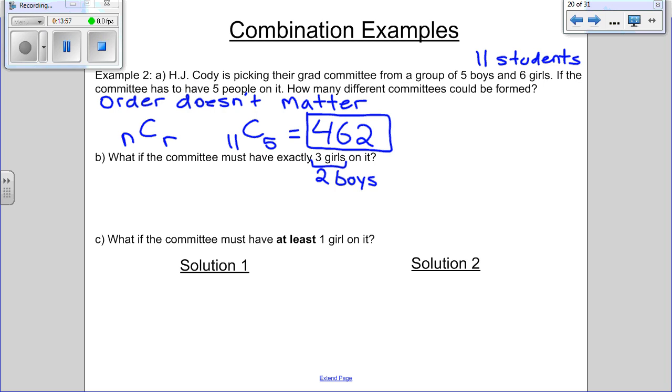Does it matter if you were the first girl chosen out of the 3? No. Doesn't matter if it's the second girl. No, for this, it doesn't matter. So order doesn't matter. I always remind myself that. It might seem tedious, but when these questions start getting all mixed together, your first thing is going to be, does it matter? In this case, it doesn't matter. So let's focus on the girls first. How many ways could I choose the 3 girls to be on that committee? If the order doesn't matter how I'm selecting.